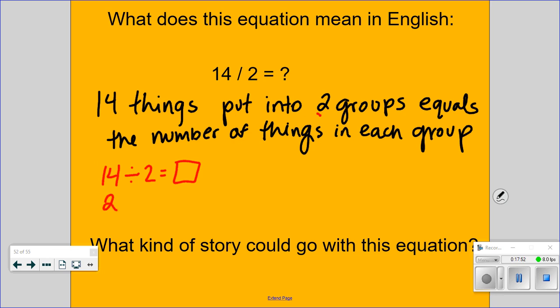Yeah, 2 groups of something equals my total, equals 14. 2 times something is 14. Seeing that problem, can you figure out the answer? Yep. What is that missing number? 2 times something equals 14. Shelby? 7. 2 groups of 7 is equal to 14.